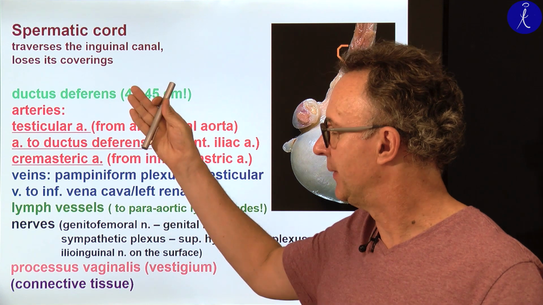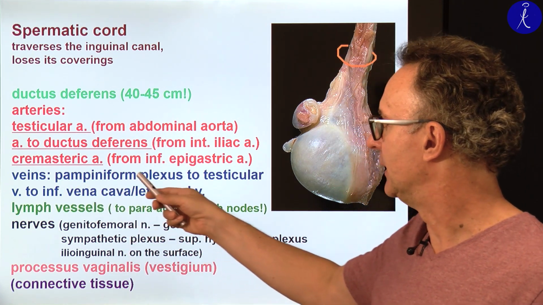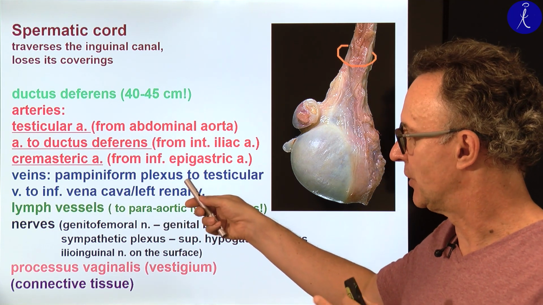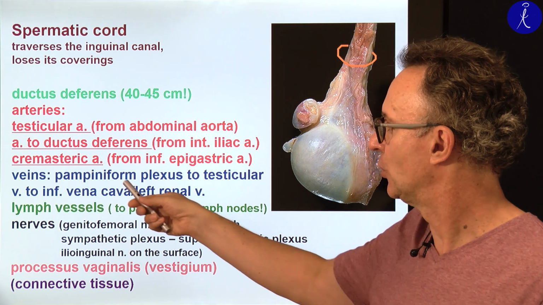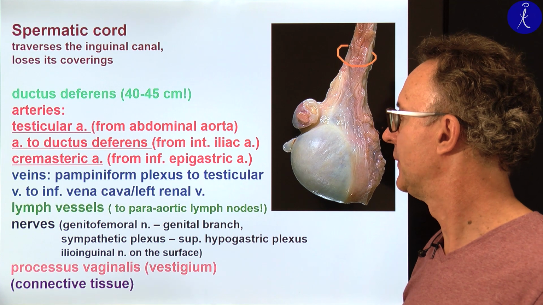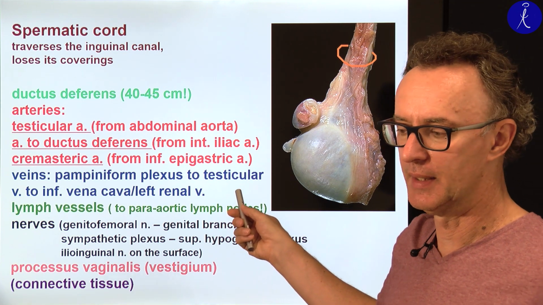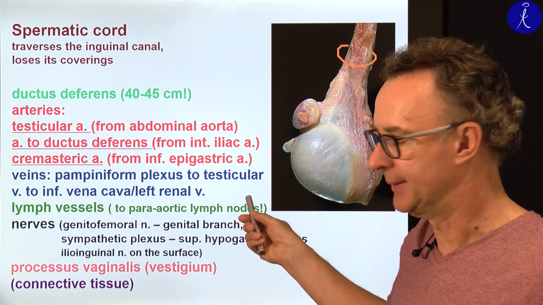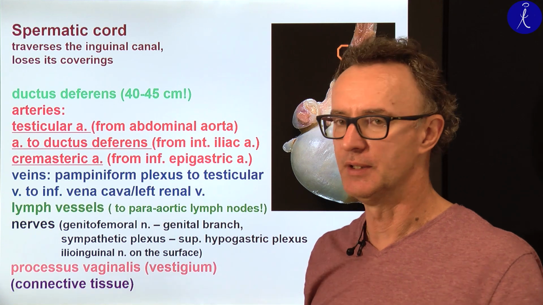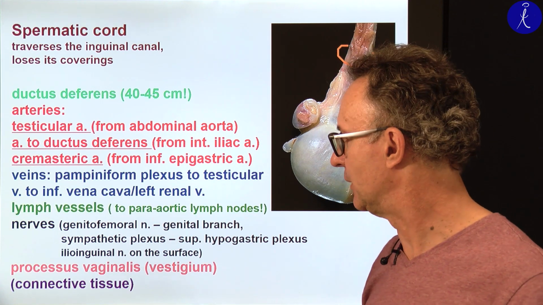Theoretically, we have all the corresponding veins, but I want to highlight the vein which starts in a quite irregular plexus called pampiniform plexus after this special plant-like formation. And this, when it enters through the inguinal canal into the pelvis, becomes the testicular vein, and on the right side this is drained directly to the inferior vena cava, on the left side first to the left renal vein.